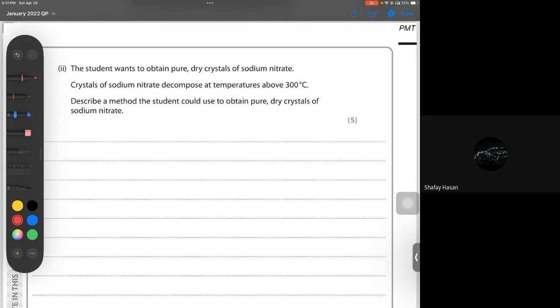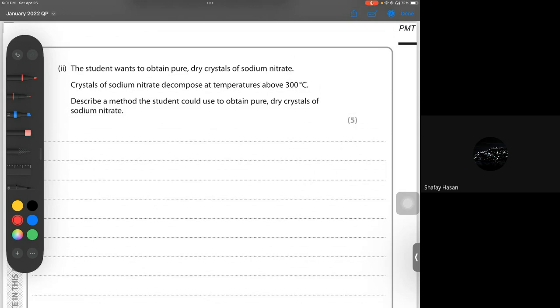First of all, you have to filter it. After the filtration, heat the solution. You know why we are heating the solution? So that the water evaporates, and we would be getting the salt.